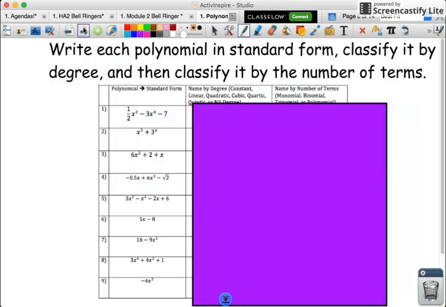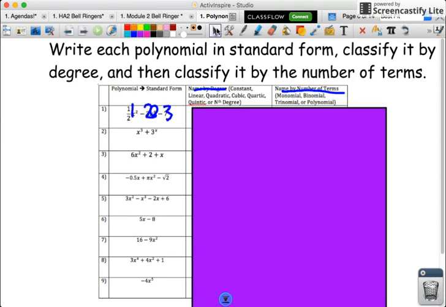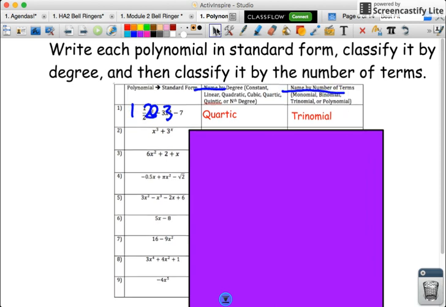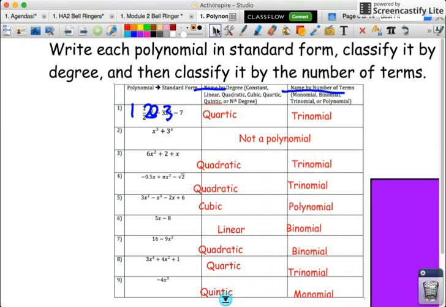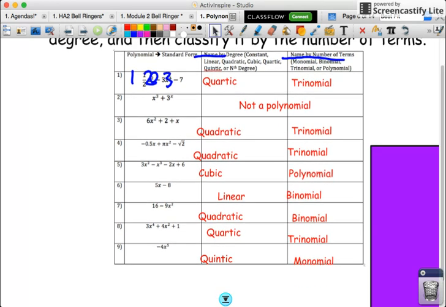So what I want you to do now is name this by degree and by the number of terms. So in this first box, when I've got a degree of 4 and I've got 1, 2, 3 terms, this would in fact be a quartic trinomial. So I want you to do that for the rest. So pause here and see if you can figure them out. So after I move the box, you should hopefully agree with these different answers. If you have a question, let me know.